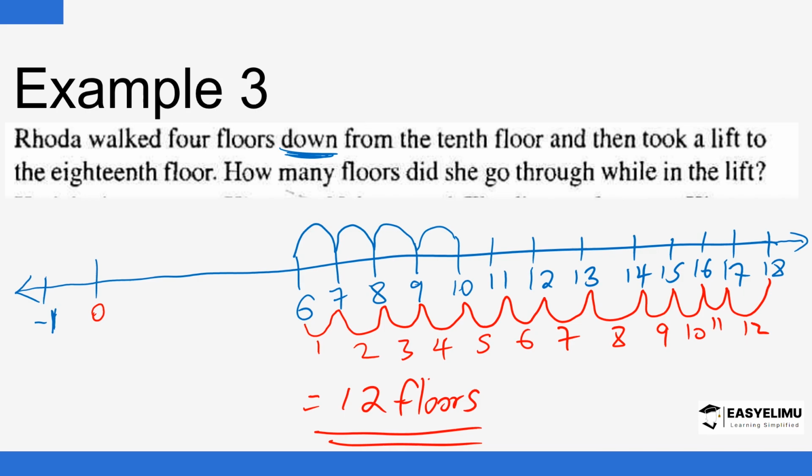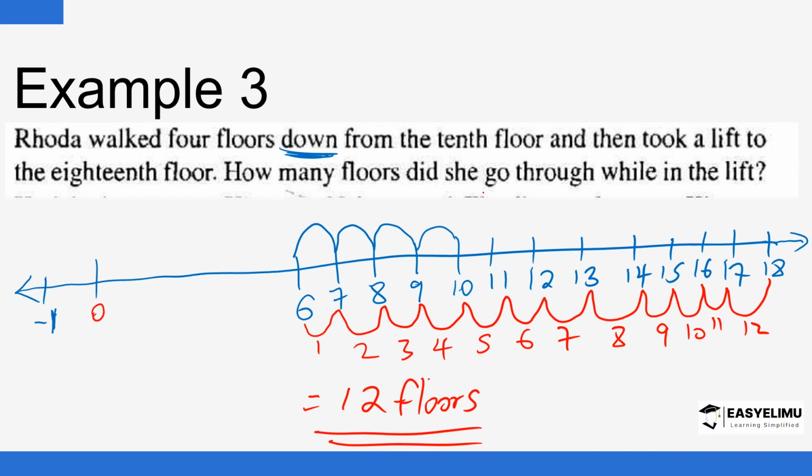So using the number line, getting the right interpretation of what down, 4 floors down, means with reference to the number line. And then moving from the 6th floor, how many floors are in between? So they moved through how many floors? You count all the way up to number 18 and you realize those are 12 floors.